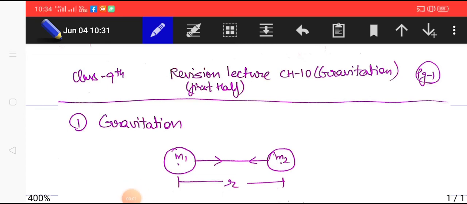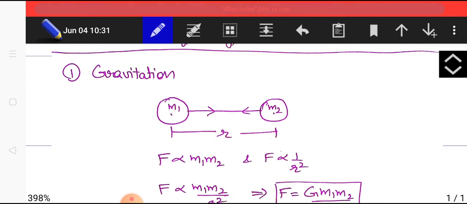Hello dear students, this is a revision lecture from chapter 10 Gravitation, first half only. So we are going to study about weight and Newton's law of gravitation only. So let me give you a brief and quick revision.